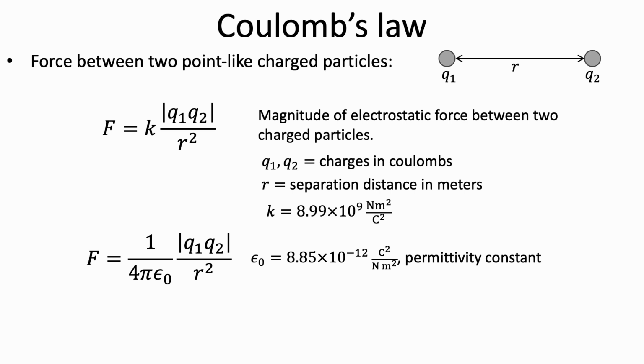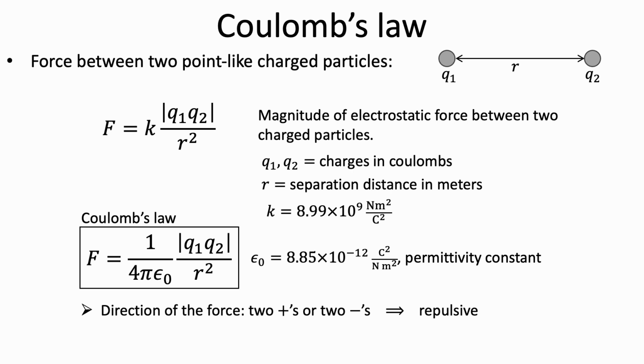Sometimes we prefer to express the force between the point charges in terms of a different constant, epsilon naught, which is equal to 8.85 times 10 to the negative 12 coulomb squared over newton meter squared. This is known as the permittivity constant. This equation is what's known as Coulomb's law. The equation only tells us the magnitude of the force. For the direction, we just need to remember that two positive charges or two negative charges exert repulsive force, while one positive and one negative exert attractive force.